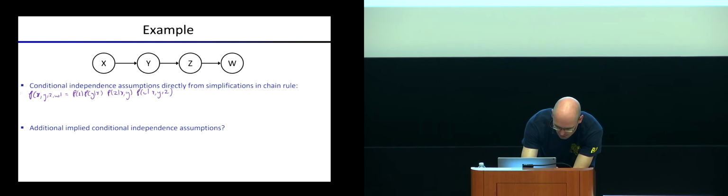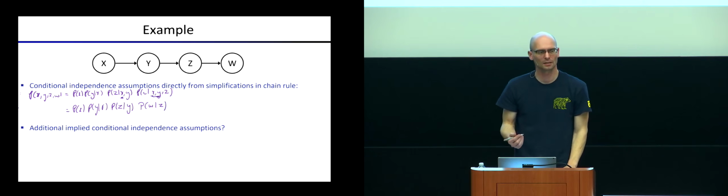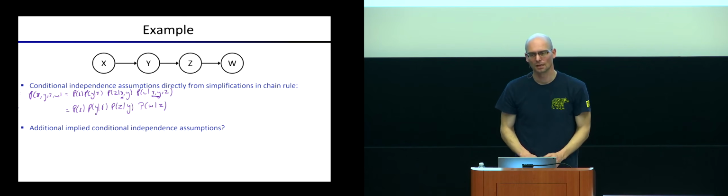What does the Bayes net say? Bayes net says, I'm okay with instead using still P of X, still P of Y given X, but then for Z, X is not a parent, only Y, so we just use Z given Y, and then for W, only Z is a parent. So we drop the X over here, we drop the X and the Y over there. Those are assumptions we made by using a Bayes net of this structure and not using the chain rule.